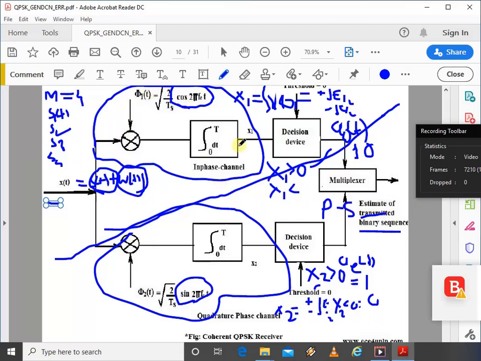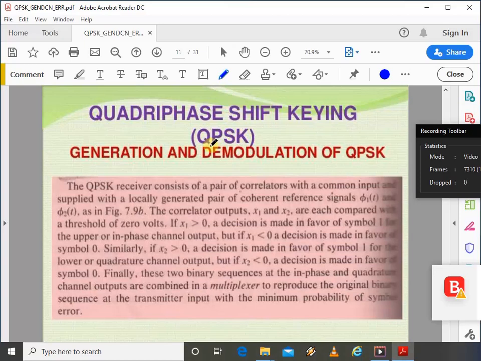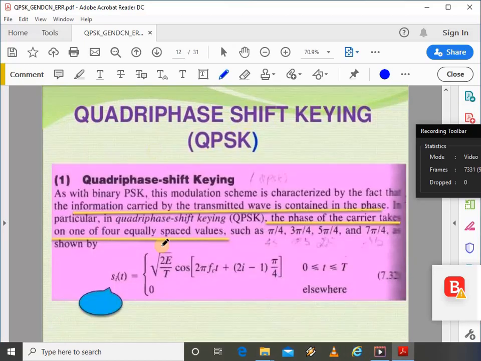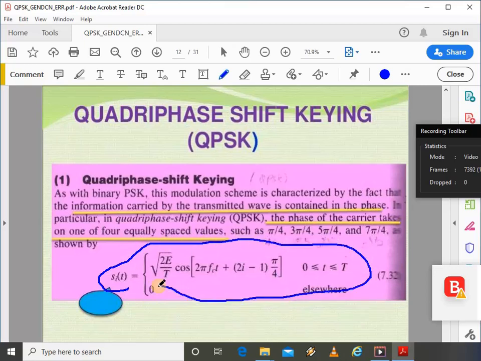Here we are using synchronous detection, synchronous reception, because the transmitter carrier and the receiver carrier are phase locked. Now let us see that in QPSK, basically we use only one signal, that is Si of t equal to square root of 2E by T cos of (2 pi fc t plus (2i minus 1) into pi by 4). Okay.